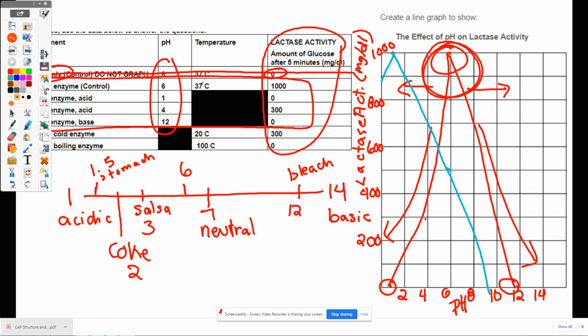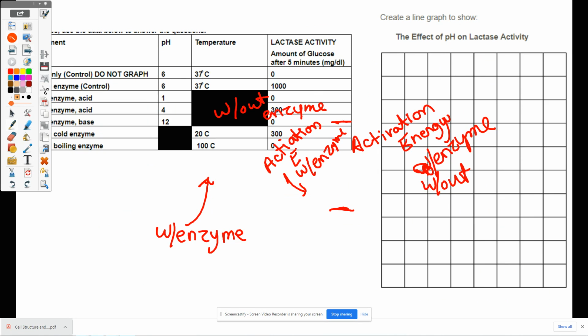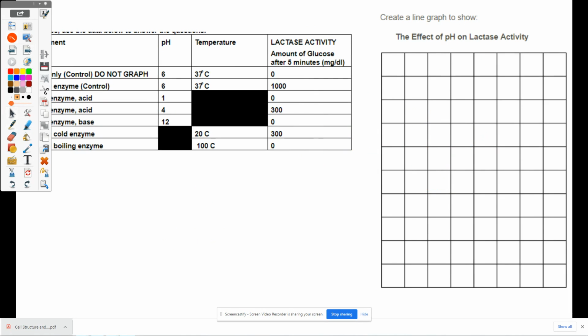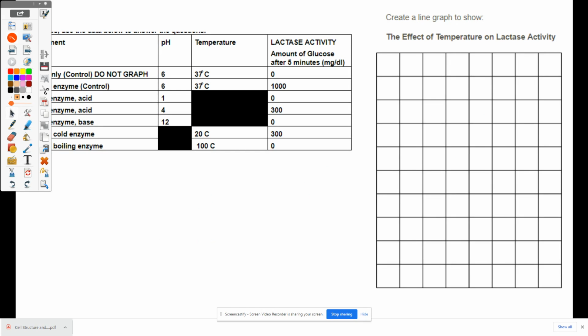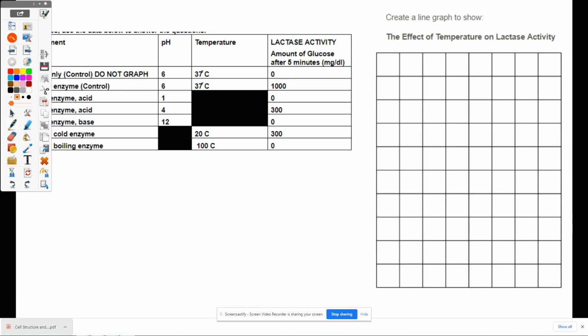And then we would cite specific evidence from the graph about lactase to support that claim. Lactase has an optimal pH at 6. As we move further and further away from the pH of 6, we see the activity of lactase decrease. So let's look at the next graph. Now we want to talk about temperature.